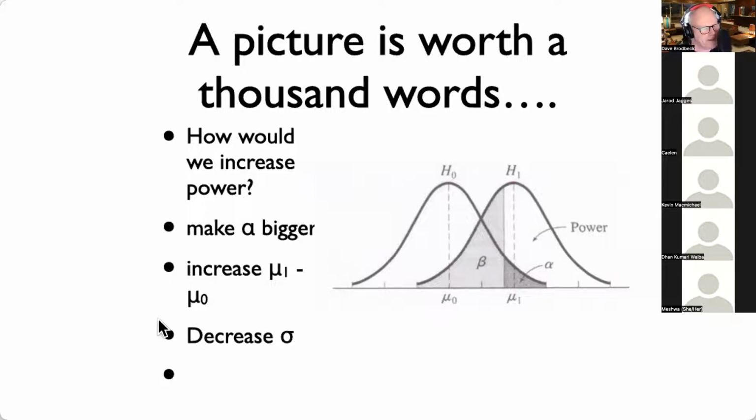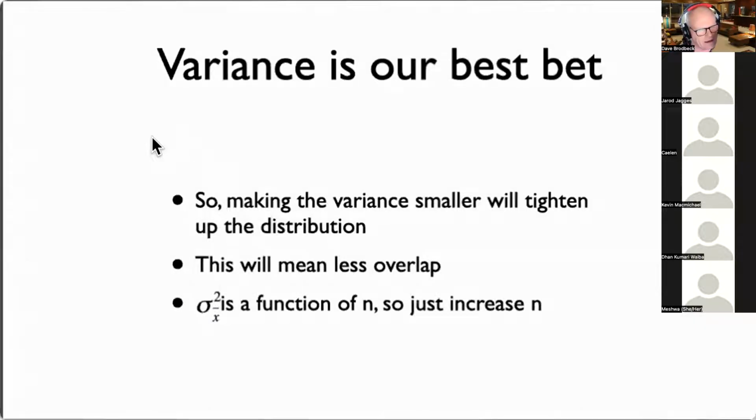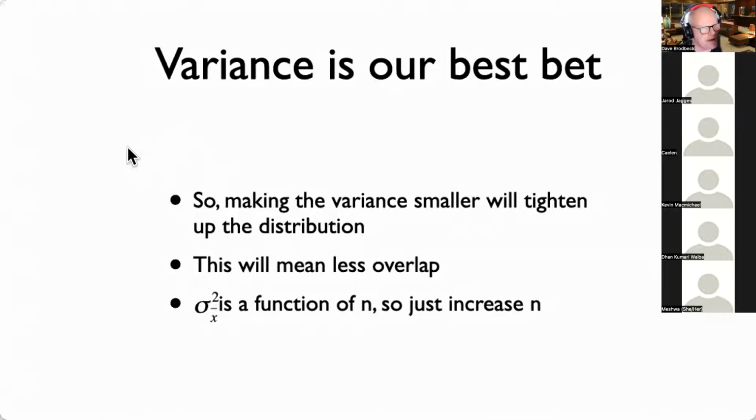So this may be something we can do, decrease the spread. In fact, we can do. So making the variance smaller will tighten up the distribution. And at first you think, well, no, we can't do that because this is sigma and it is a parameter. We can't change parameters. We can only change statistics. However, the central limit theorem tells us that the sampling distribution of the mean has a variance sigma squared divided by n. And that's the thing we use.